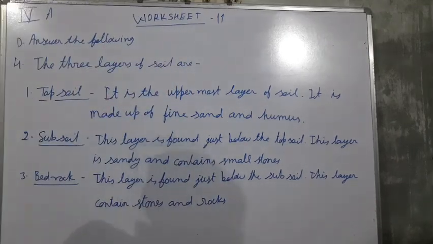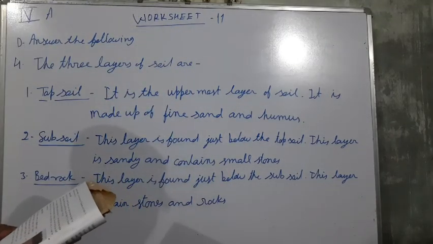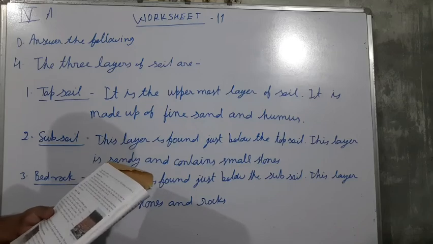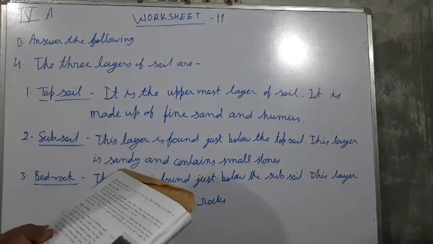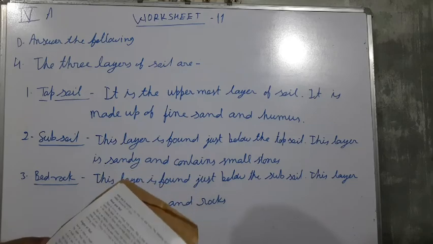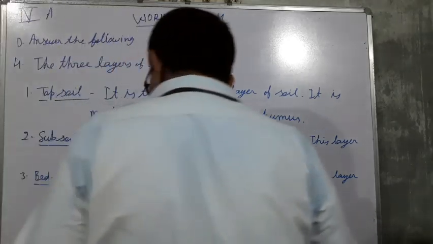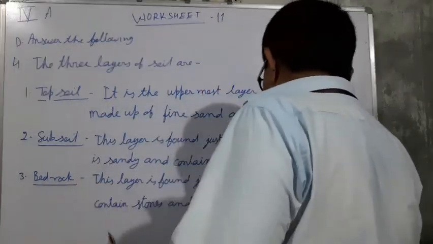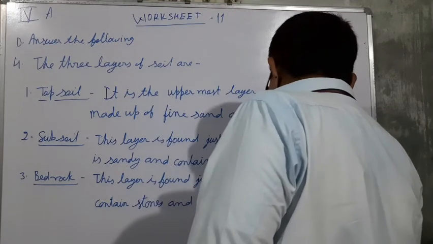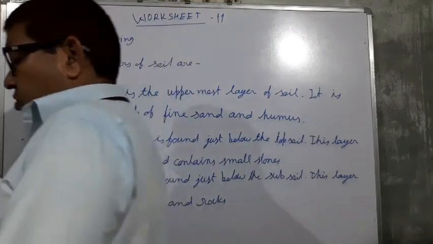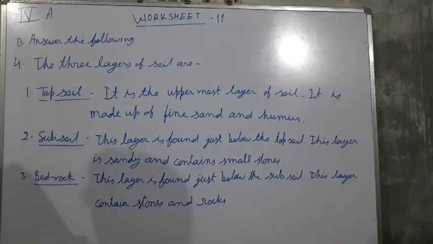After writing this, one diagram is given in our book. So you draw this diagram from your book, that is given on page number 66. On page number 66, the diagram of the layers of the soil is given.